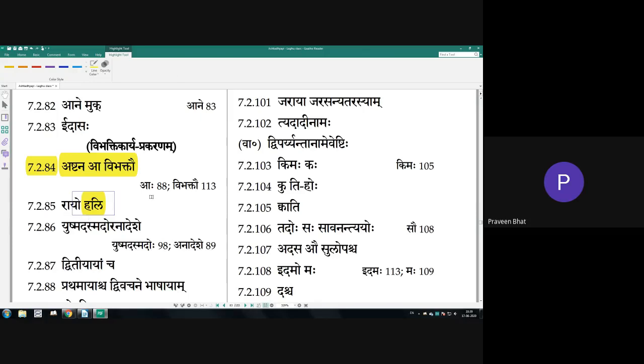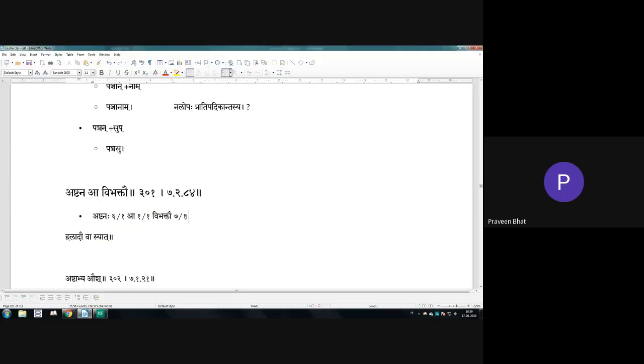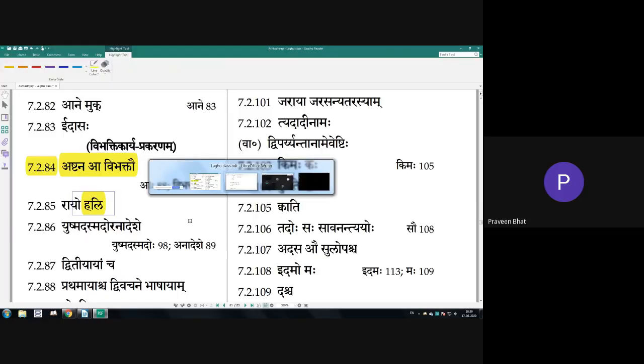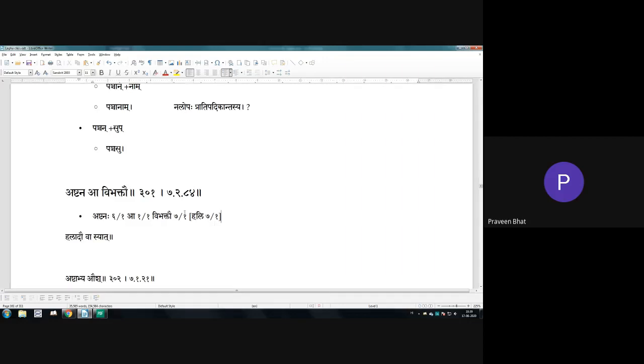So a is what it is, ashtana a. A is the adesha, not aha. I don't know why it's marked as aha. Vibhaktau hali. So this says hali is the anuvritti from the next sutra. It jumps backwards and it is used. Hali and hali vibhaktau means haladau. Tadadi vidhi is used. So haladau vasyat.